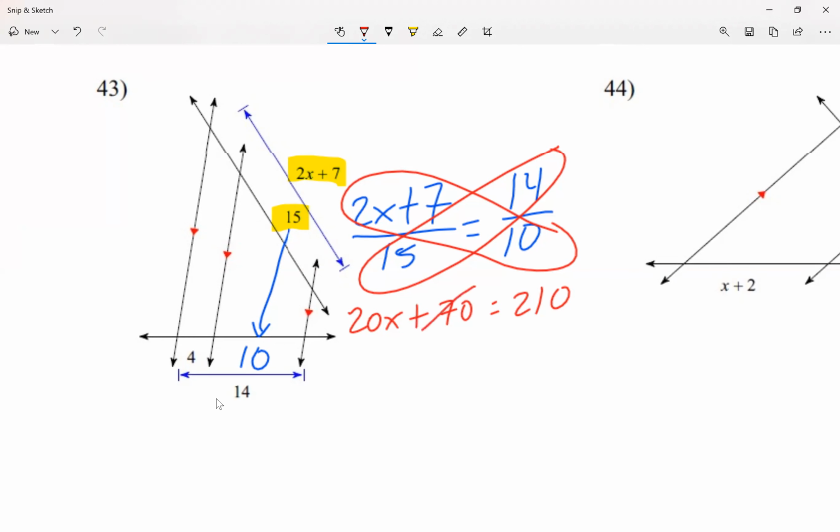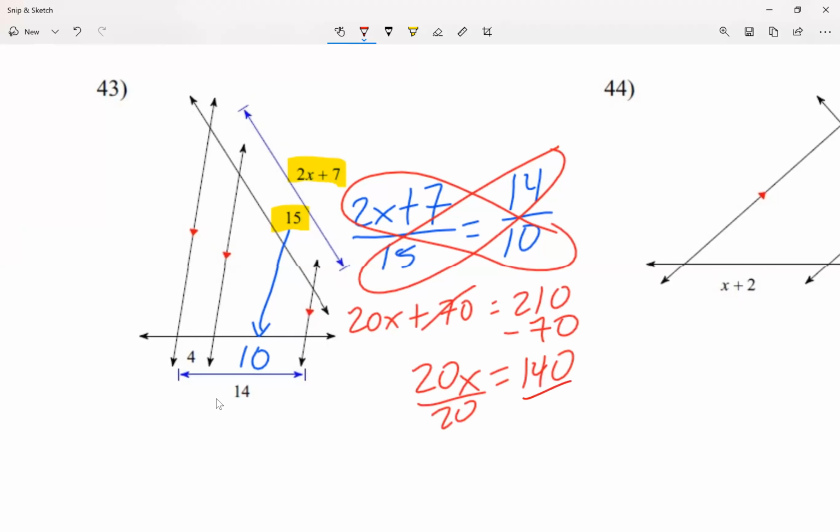My plus 70, let me move it over as a minus 70. So I have that 20x is equal to, now 210 minus 70 is 140. Let me divide both sides by 20 now. 140 divided by 20 is 7.